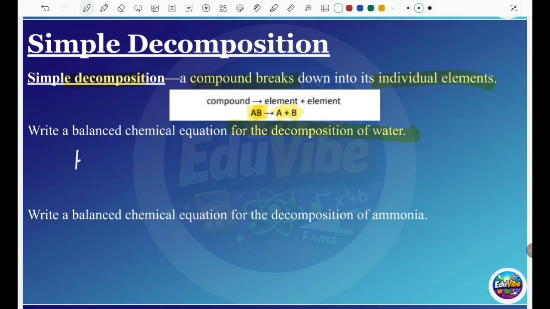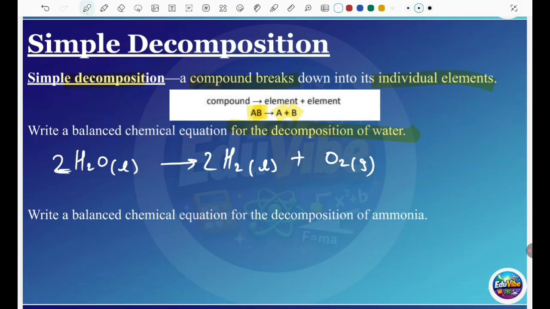So the first one we have is the decomposition of water. Water is H2O, which is liquid. So decomposition gives H2, which is gas, plus O2 gas. We have to balance this strictly. So this is 2, this is also 2. Now this is balanced. So water breaks down into H2 and O2. Basically H2 is hydrogen, so this has to be gas. Done.